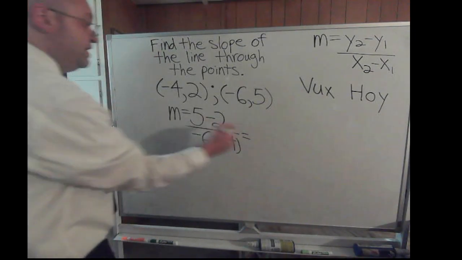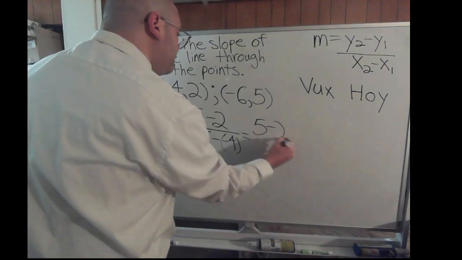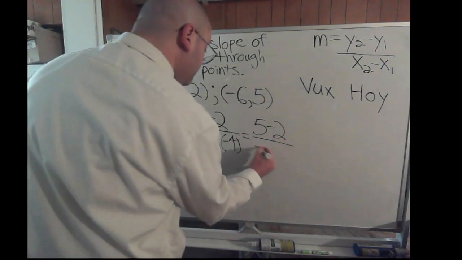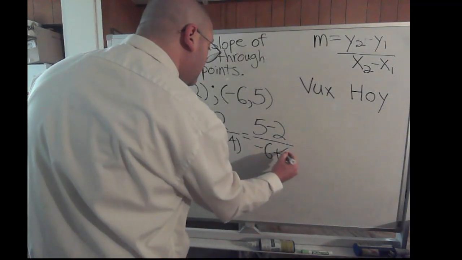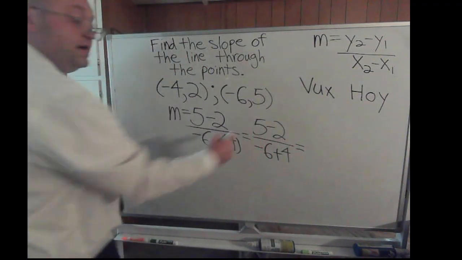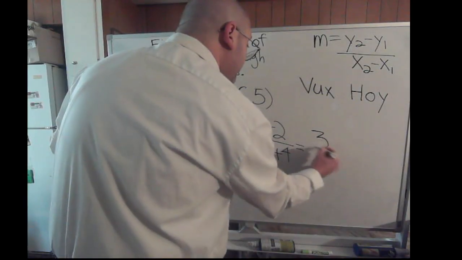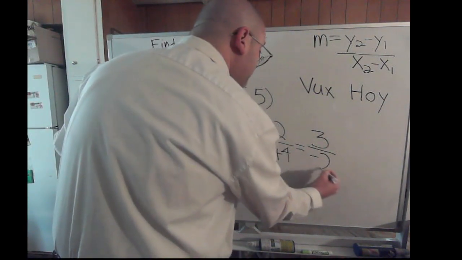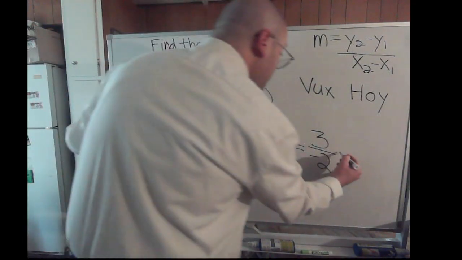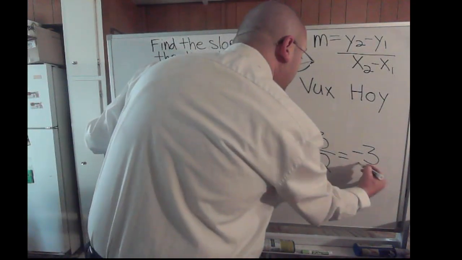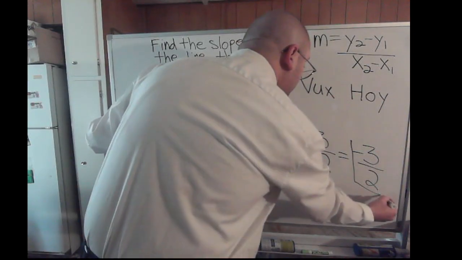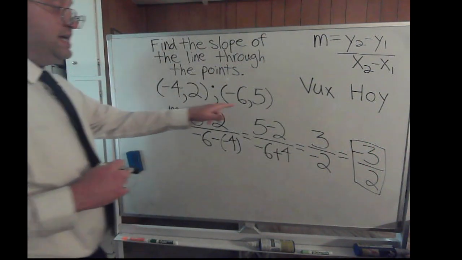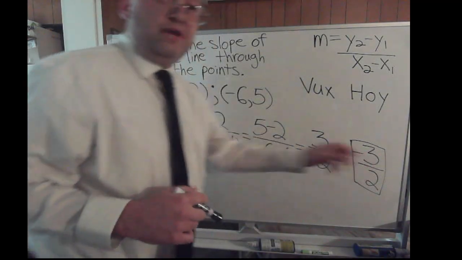So you have 5 minus 2 all over negative 6 minus negative 4. Well, that turns into negative 6 plus 4. Well, 5 minus 2 in the numerator, that's 3. Negative 6 plus 4 in the denominator, that's negative 2. You have 3 over negative 2, which would simply give you negative 3 halves. So your slope for the line going through negative 4, 2 and negative 6, 5 is going to be negative 3 halves.